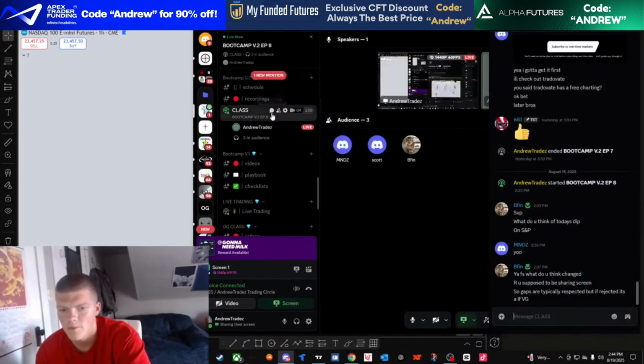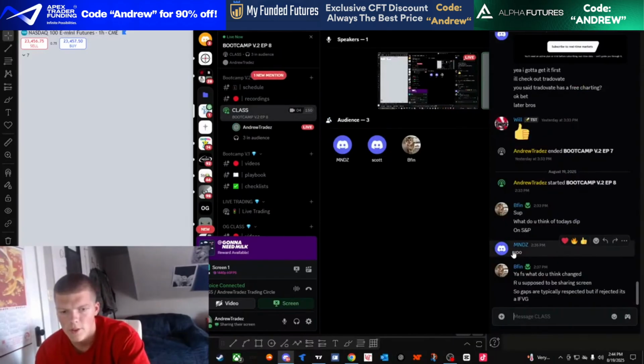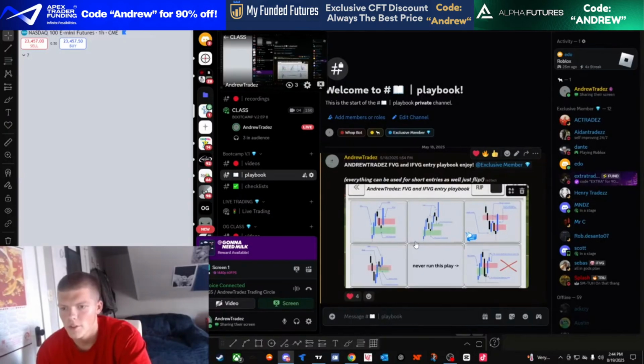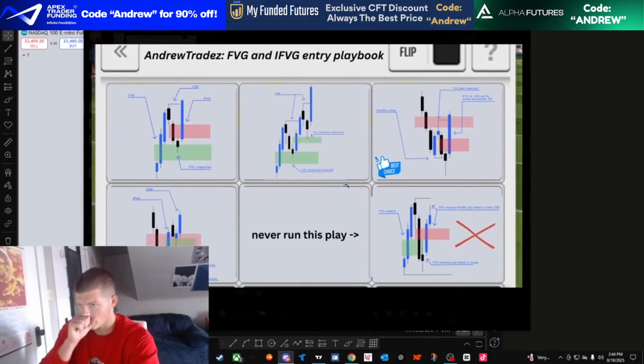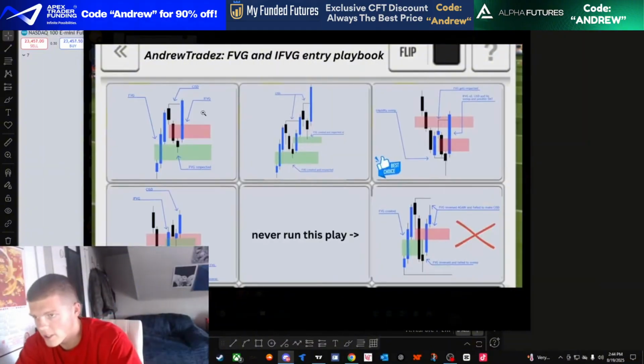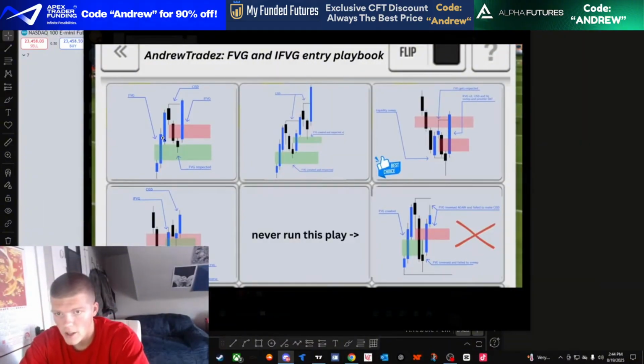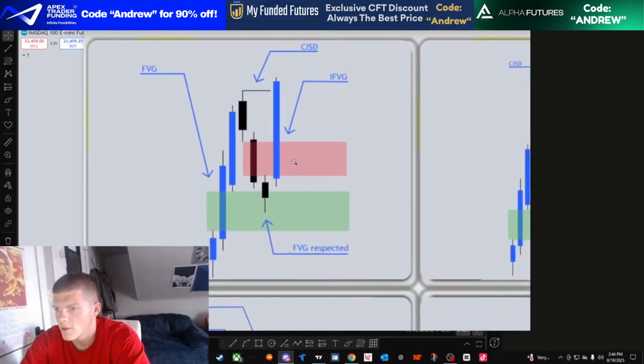Wait, I saw a question. So gaps are typically respected, but if rejected, it's an IFVG. Correct. That is exactly right. So let's take a look at this playbook here if you guys are looking at my screen. Okay. Still haven't gone over CISDs yet. That'll be for another day. I think that's sometime this week. But we now know IFVGs and fair value gaps. So let's look at this first example.